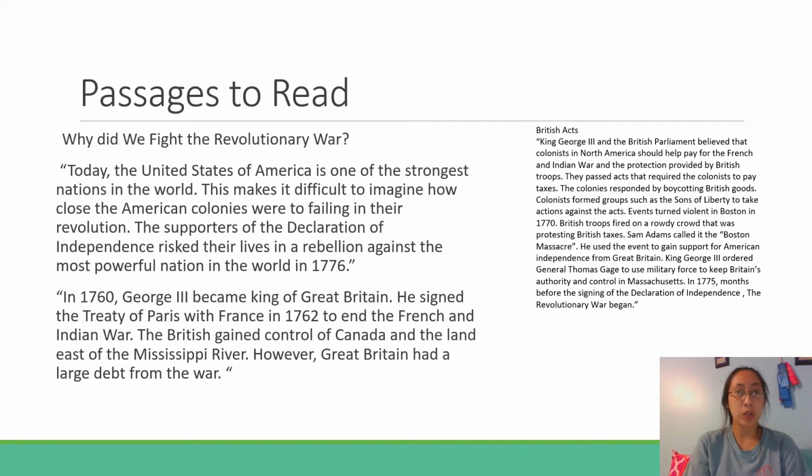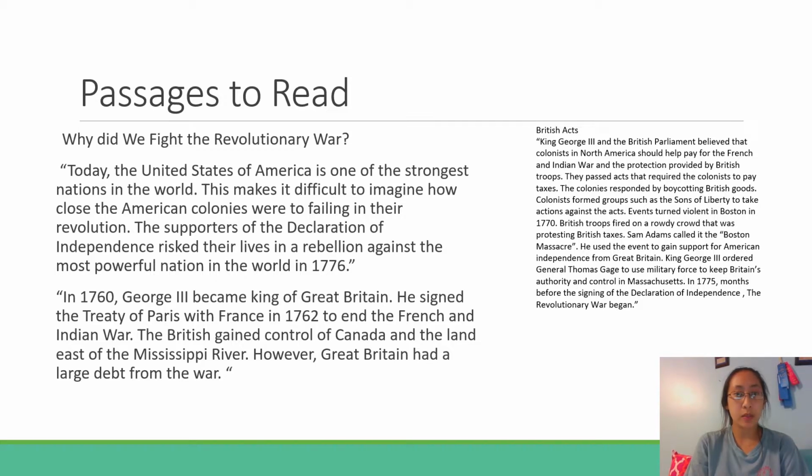King George III and the British Parliament believed that colonists in North America should help pay for the French and Indian War and the protection provided by British troops. They passed acts that required the colonists to pay taxes. The colonies responded by boycotting British goods. Colonists formed groups such as the Sons of Liberty to take action against the acts. Events turned violent in Boston in 1770. British troops fired on a rowdy crowd that was protesting British taxes.